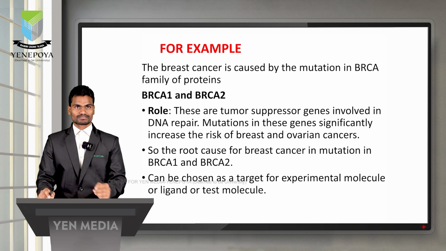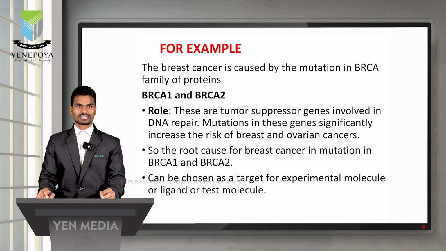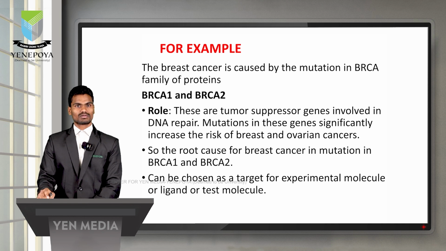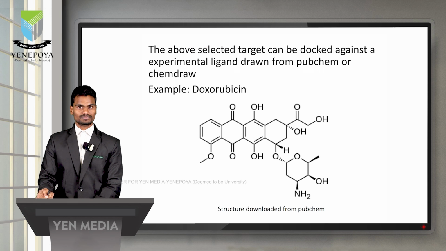So for example, breast cancer is developed by the mutation of BRCA1 and BRCA2 proteins. These are tumor suppressor genes involved in the DNA repair. Any mutation in these genes significantly increases the risk of breast and ovarian cancers. So the root cause for breast cancer is mutation in BRCA1 and BRCA2. After that, it can be chosen as a target for experimental molecule or ligand or test molecule. After that, we will go for ligand selection.